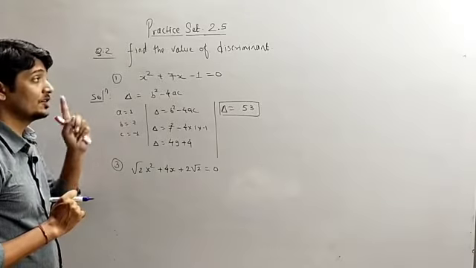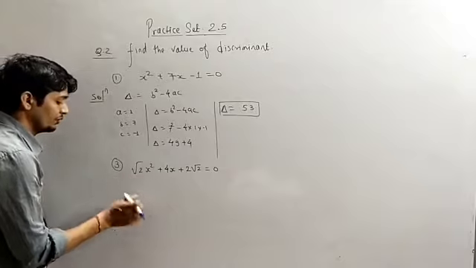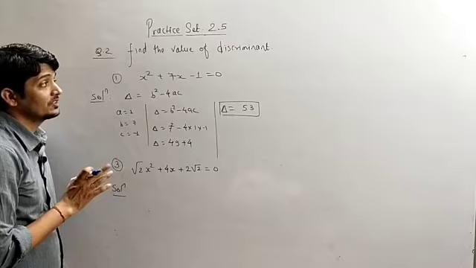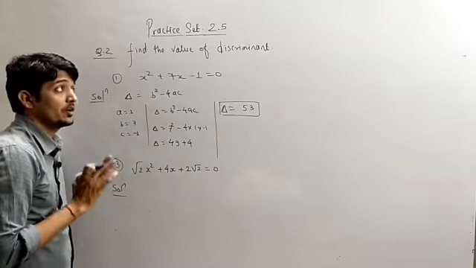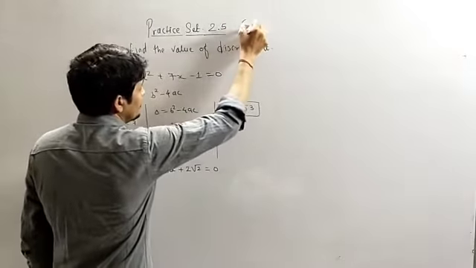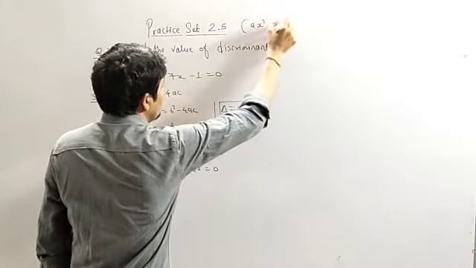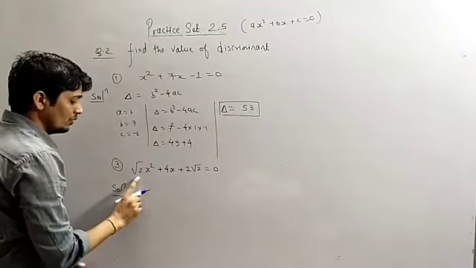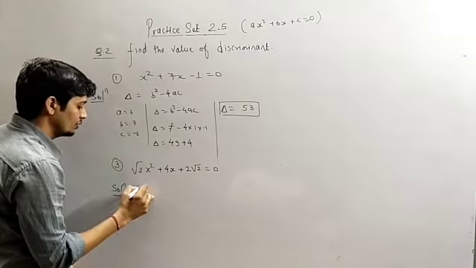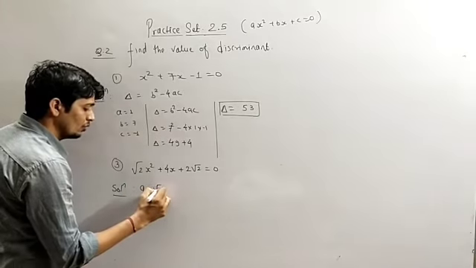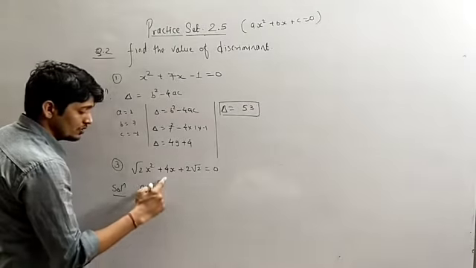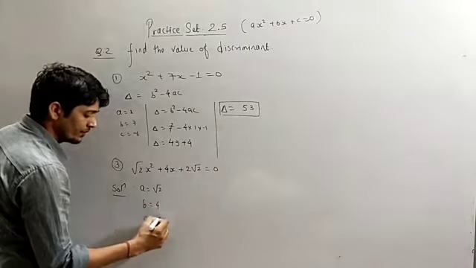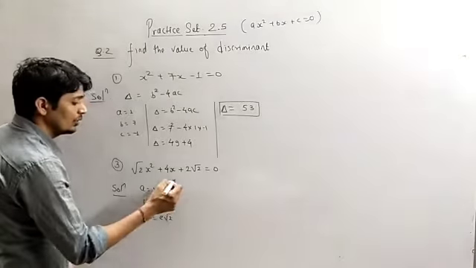The second sub question will be homework. Okay. So again we have to compare our given equation with the standard form of quadratic equation. What is the standard form of quadratic equation? It is ax square plus bx plus c equals to 0. So a equals to root 2, b equals to 4, and c equals to 2 root 2. So we have to solve now.